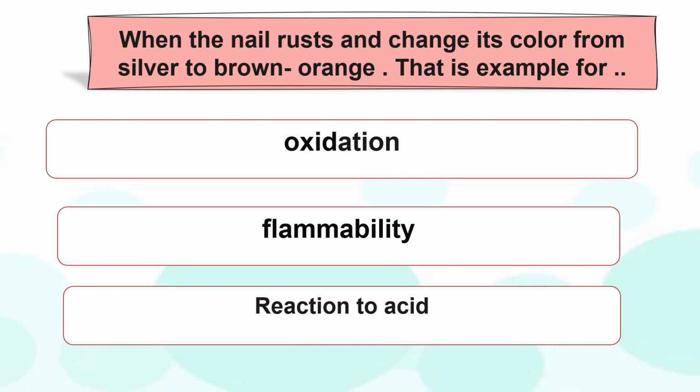When the nail rots and changes its color from silver to brown orange, that is an example of oxidation, flammability, reaction to acid. The answer is oxidation.